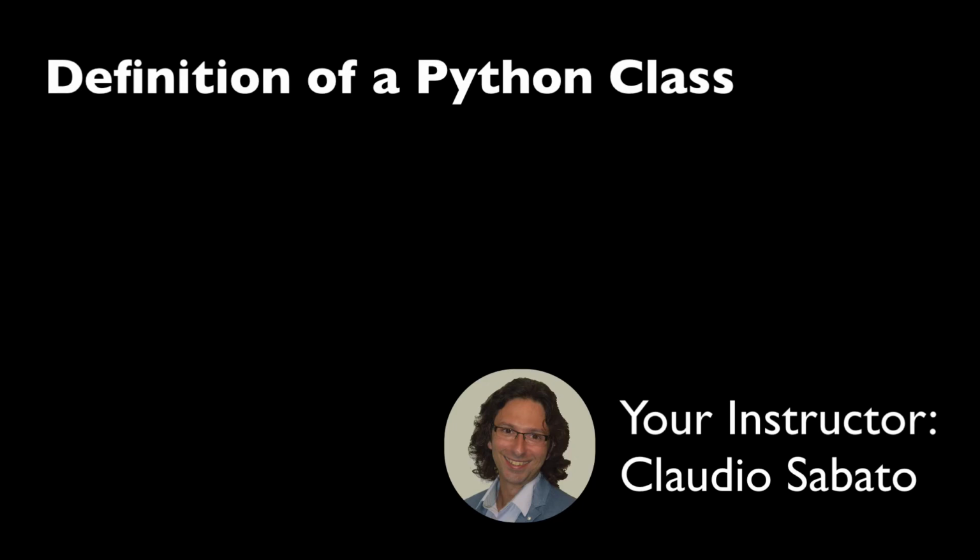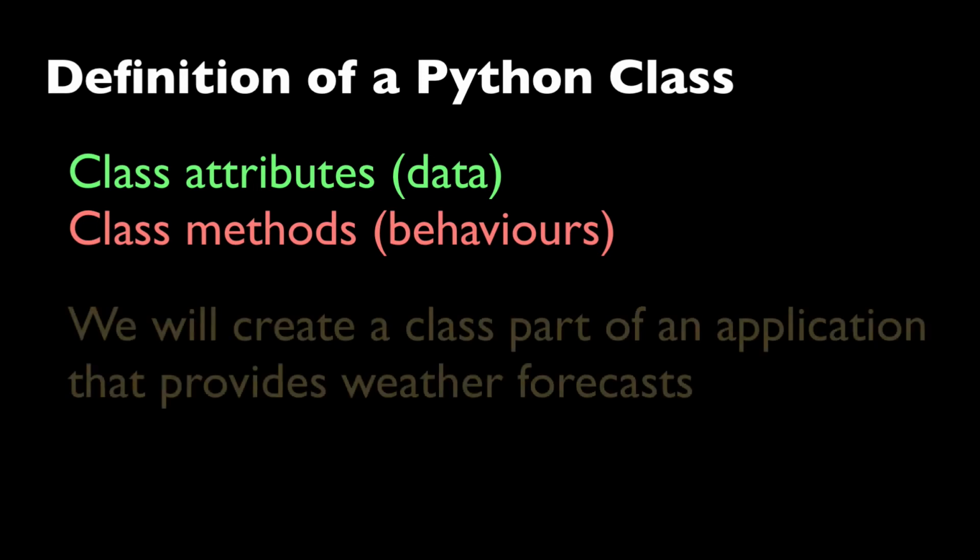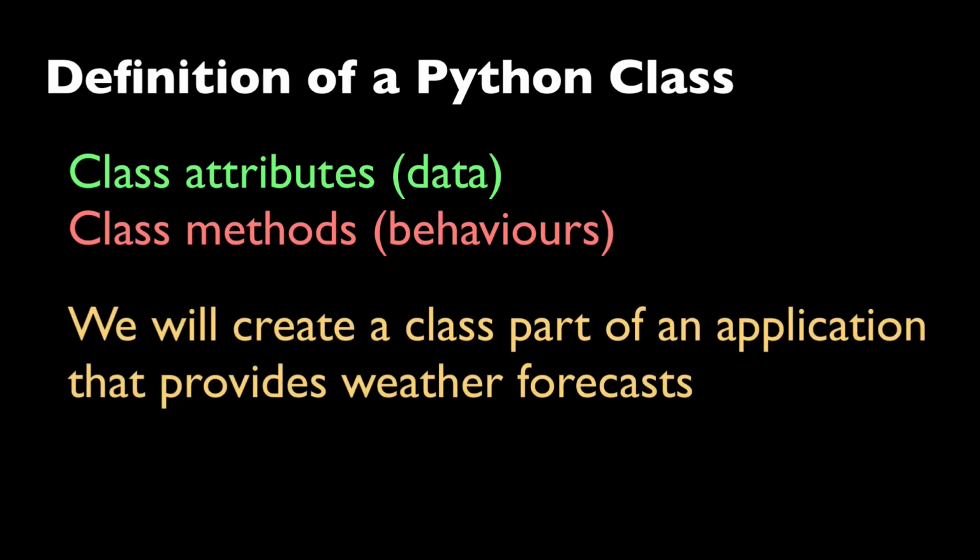Creating the definition of a Python class means writing code that allows you to put together the data and behaviors that best describe a specific concept or entity. The data in a class is represented by attributes, and the behaviors of the class are given by methods. In this tutorial, we will create together a class, part of a bigger application that provides weather forecasts. We will define the class that represents a city, including its attributes and methods. Let's get started.